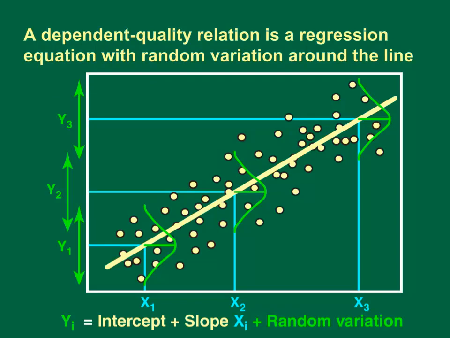A dependent water quality relation is a regression equation with random variation around the line. SELDM generates a random value for one water quality constituent, xi, applies the regression equation to get the average value of the dependent variable, y, and then adds a random term to get a random value for the dependent variable, yi. To simulate water quality, the regression equation should be developed with the logarithms of concentrations. The residuals will be normally distributed in log space, and the relation will not produce negative concentrations.